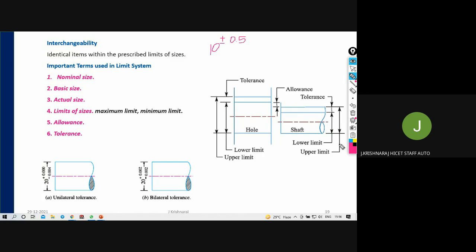Yes, students. Okay. The first one is on the terms used in the limits of systems. The first one is a nominal size. So what is the nominal size? You can look into these images. On these images, there is a hole and a shaft. The shaft is inserted inside the hole.